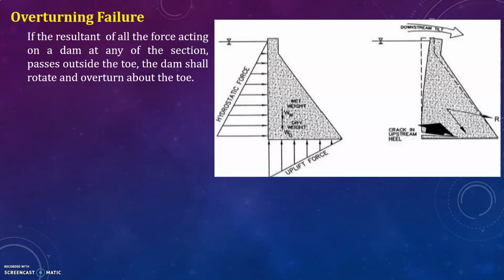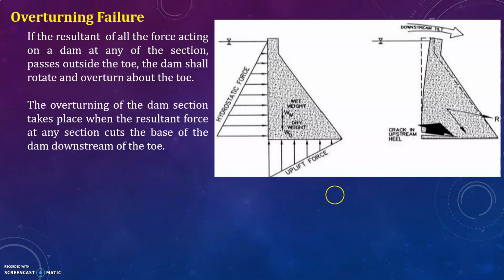If the resultant of all the forces acting on a dam at any section passes outside the toe, the dam shall rotate and overturn about the toe. The overturning of the dam section takes place when the resultant force at any section cuts the base of the dam downstream of the toe. In that case, the resultant moment at the toe becomes clockwise.